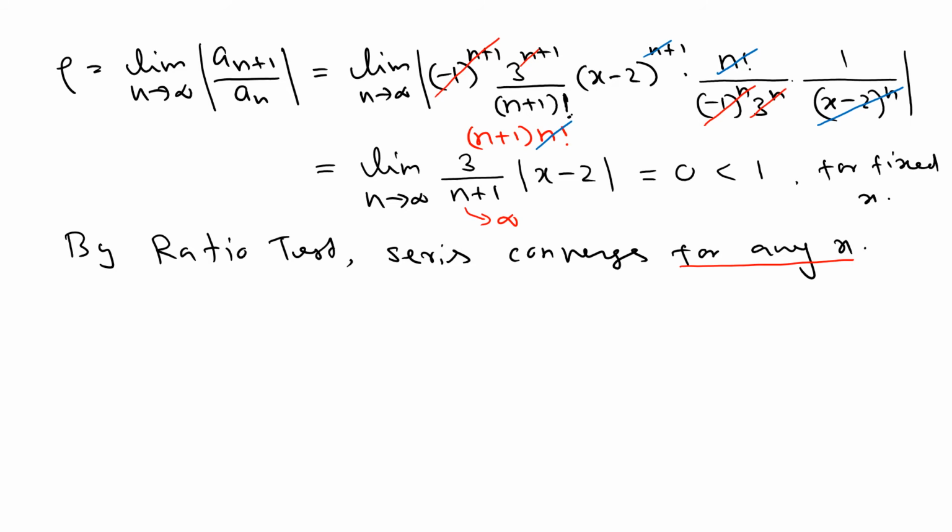So what does that mean? That means the radius of convergence is equal to infinity, and the interval of convergence, we write it like that, is all the values, all real numbers. Good. So that is the first one.